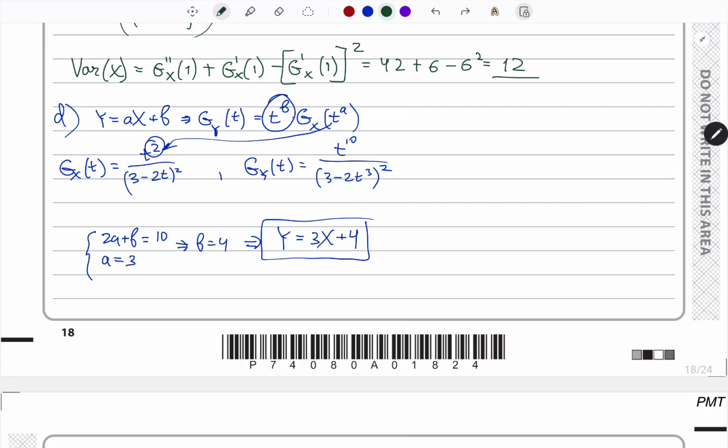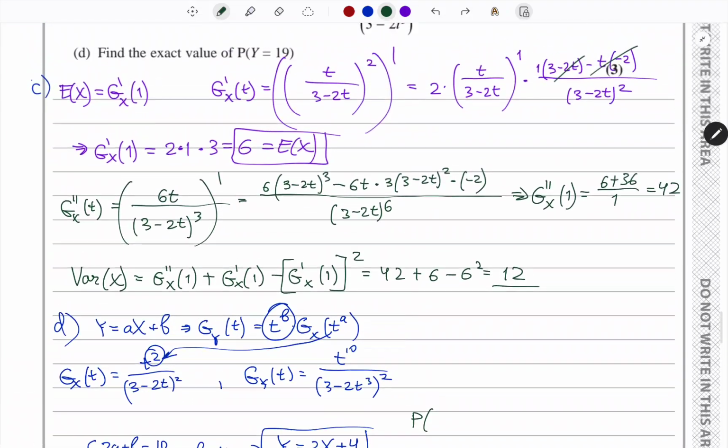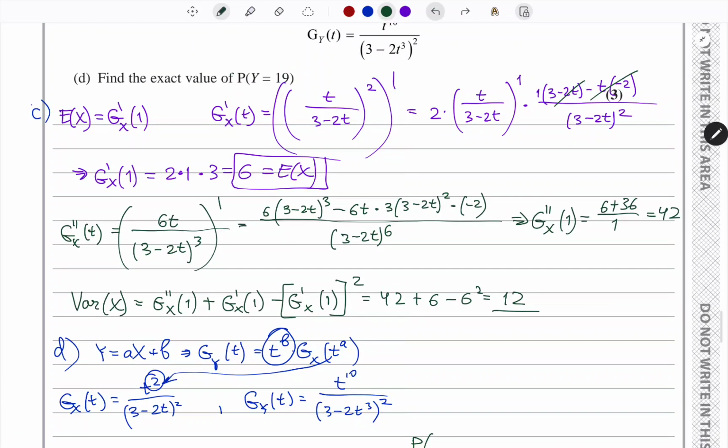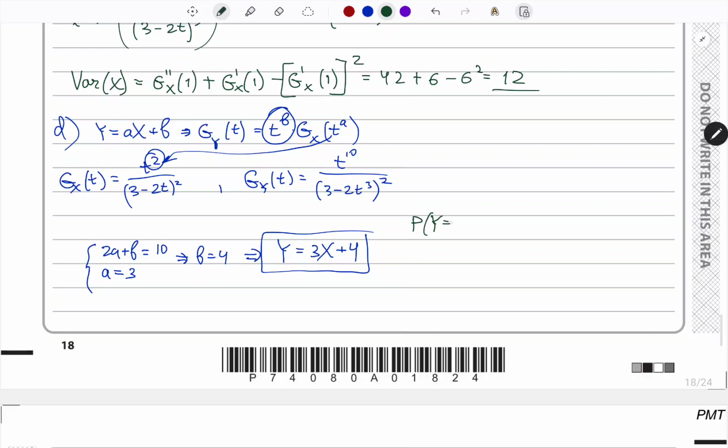So then the probability that y, what was the question? Y equals 19. In other words, it's the probability that 3x plus 4 is equal to 19. So we can solve this for x: x equals 5. What is the probability that x equals 5?